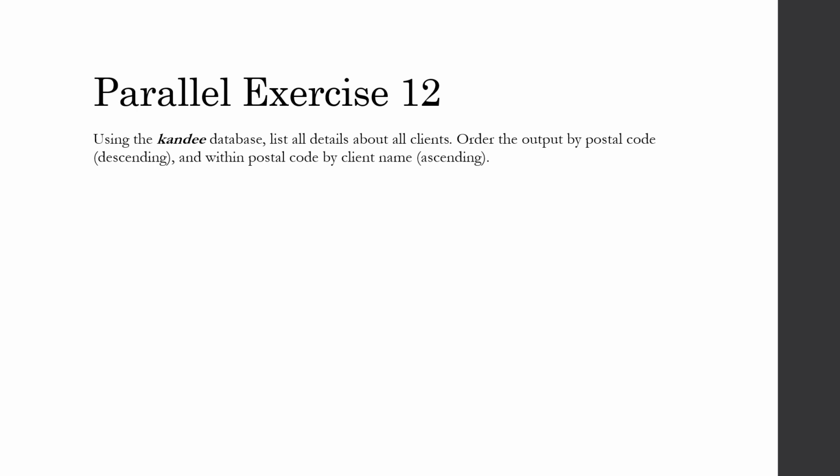Parallel exercise 12. Using the Candy database, list all details about all clients. Order the output by postal code descending, and within postal code by client name ascending.